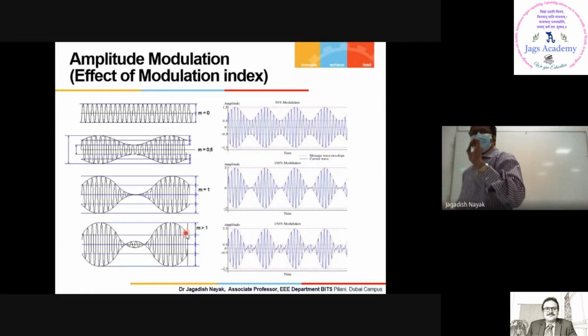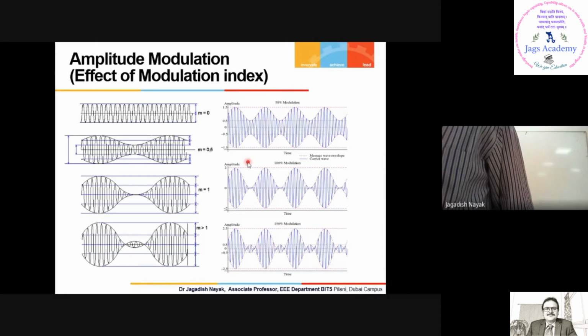That means your modulation index has to lie between 0 and 1, not including 0 and 1. 0.1, 0.2, 0.3 are fine, 0.4, 0.5, 0.6, 0.7. Have you understood this?